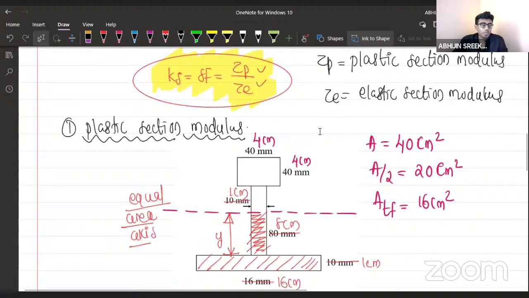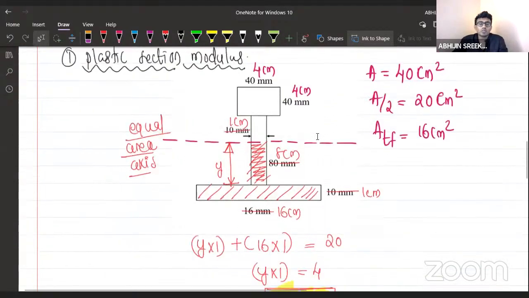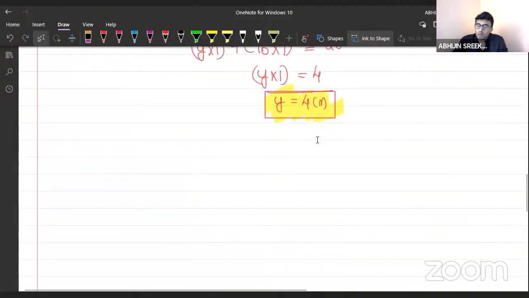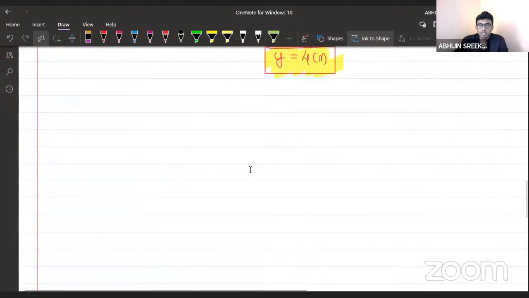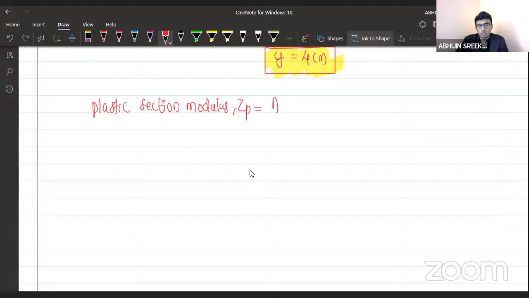Now what we have to do? We need to calculate the plastic section modulus. How to calculate the plastic section modulus? Yes, I need your answers. Very good. Plastic section modulus, or I can write like ZP, will be equal to A1 Y1 above the neutral axis, above the equal area axis, plus A2 Y2, right?